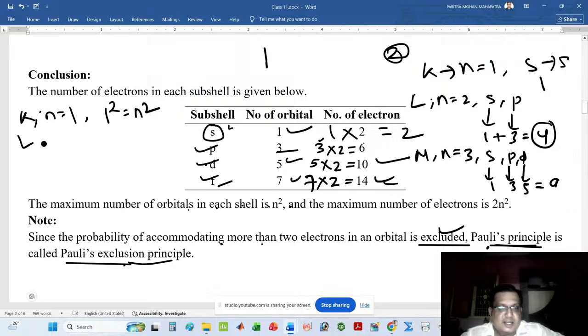Similarly, for L cell, n is equal to 2. The number of orbitals is 4. Take n square: n square means 2 square, that is 4. 4 is equal to the number of orbitals.